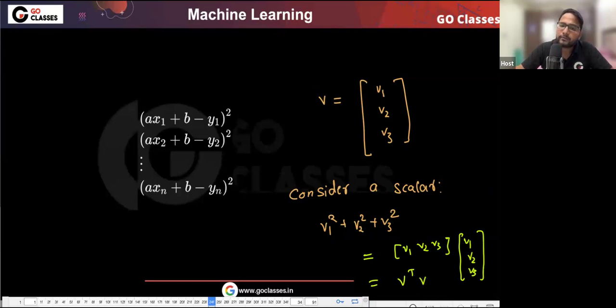Is this okay to everyone? This kind of scalar, which is v1 square, the coefficients squared, or each of the dimensions you're taking and then squaring, you can write as v transpose v. Or in other words, if v transpose v is given to you, then you can write it as v1 square plus v2 square plus v3 square. So this thing should be comfortable to every one of you. Is this okay to everyone?